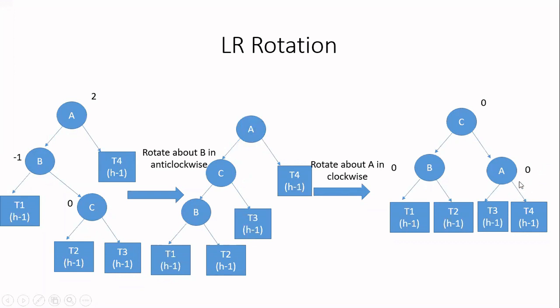So now A will be pulled down, and T4, which is connected to node A, will be again connected to node A only in the same direction. But now when A is moving down, C will move up. Previously C had T3 as its right child. Now you cannot connect that as a right child of C because A is connected as a right child of C. So T3 will be connected to node A as the left subtree.